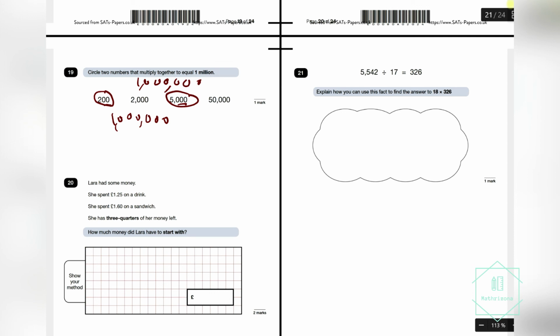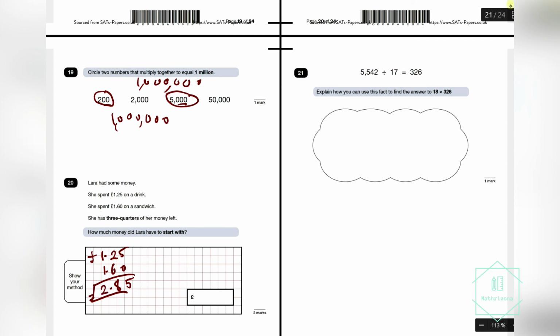Okay. Lara had some money. She spent 1.25 on a drink, spent 1.60 on a sandwich, and three quarters of the money was left. How much money did Lara have to start with? Okay. So first let's sum up all her spendings. 1 pound 25 and 1 pound 60. Let's add up these two: 5 plus 0 is 5, 2 plus 6 is 8, and 1 plus 1 is 2.